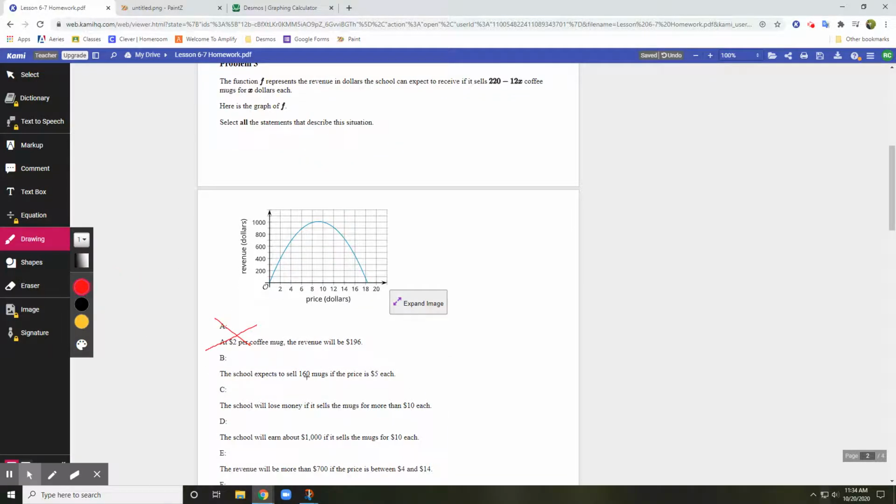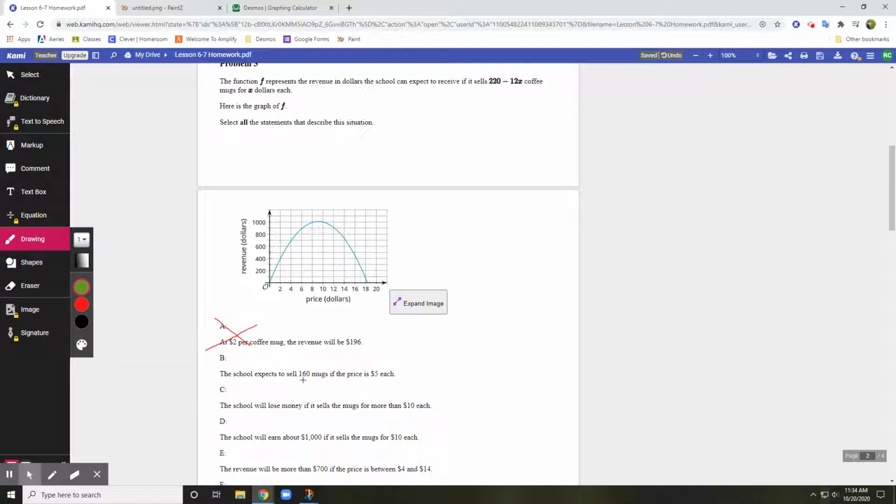The school expects to sell 160 mugs if the price is $5. Well, let's look at the graph. At $5, so here's our $5. We're going to go all the way up. Here's our number, right? That's going to tell us what our revenue is. So our revenue is going to be 800. But instead of doing that, let's calculate it out.